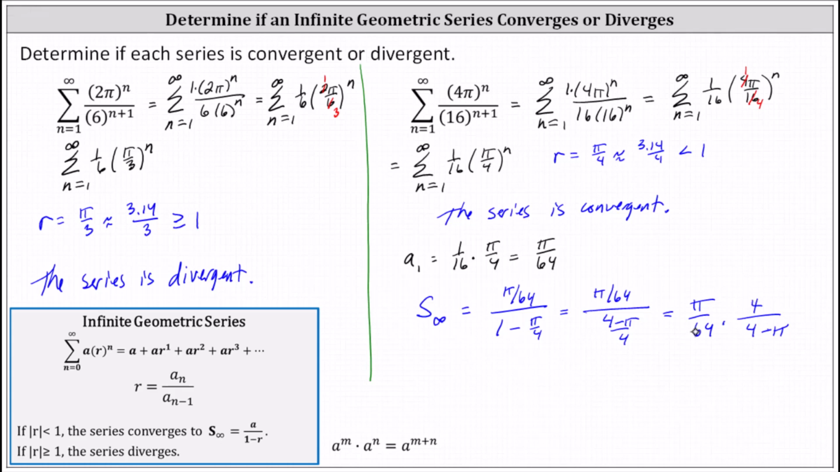Notice we have a common factor of 4 between the numerator and denominator. There's 1 4 in 4, and 16 4s in 64. Multiplying, the infinite sum is equal to pi divided by the product of 16 and 4 minus pi, which, if you're curious, is approximately 0.229. This second series converges, and it converges to pi divided by the product of 16 and 4 minus pi.